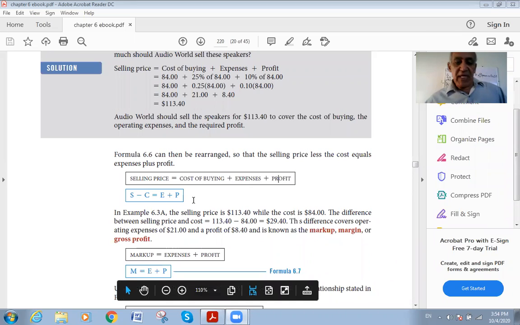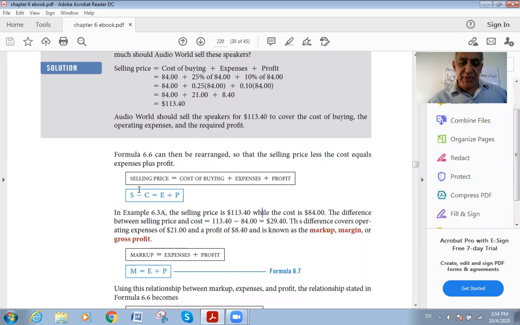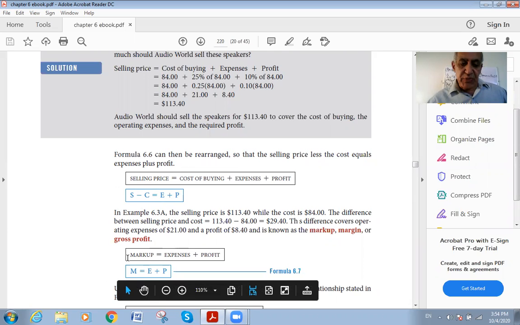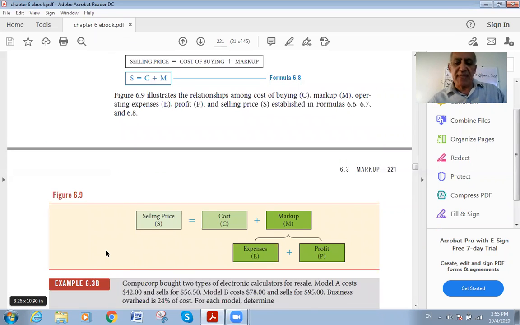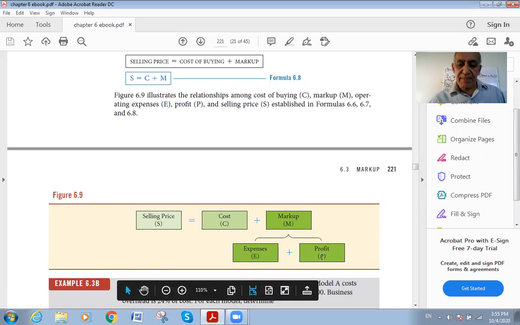Look at this. Selling price equals cost of buying, expenses, and profits. So selling minus costs will equal expenses plus profits because I took the cost to the other side. Selling minus costs, we call it markup. So markup means expenses plus profits. This is the meaning of markup. You can just move something from one side to the other side. So the markup consists of two parts, the profits and expenses.